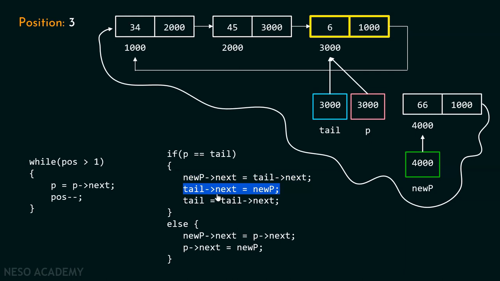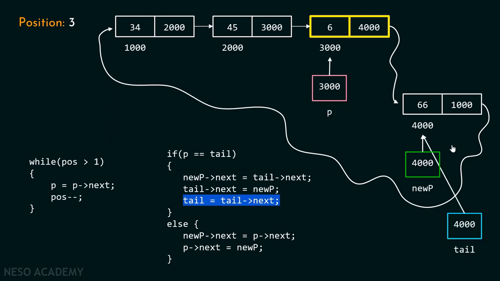Then we will update the next part of this particular node so that it can point to this node. And finally, we have to update our tail pointer so that it can point to this node. And that's all what we need. Now let me tell you, there is some redundancy in this code.